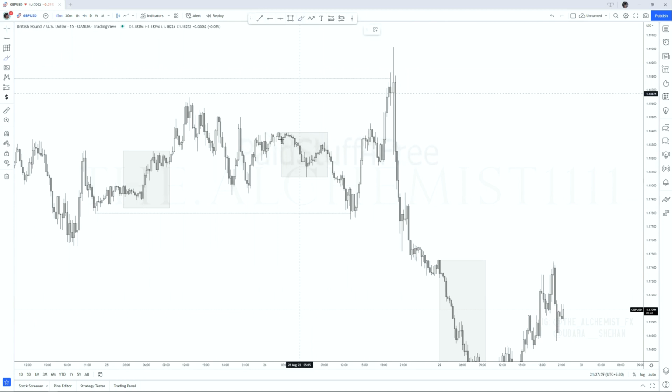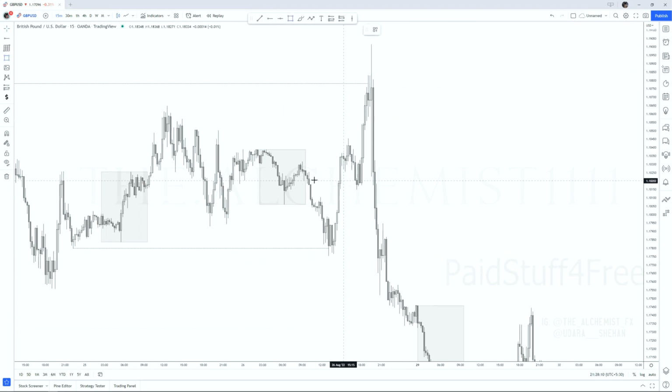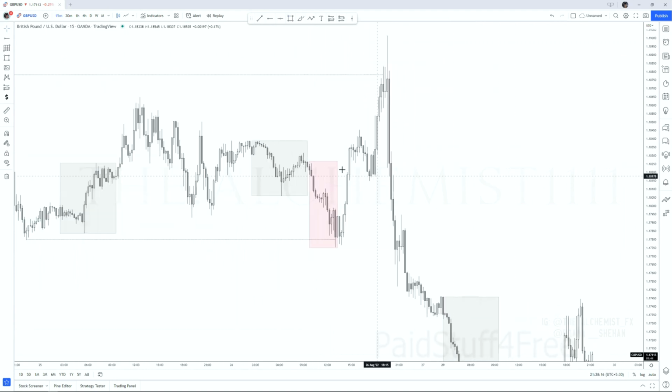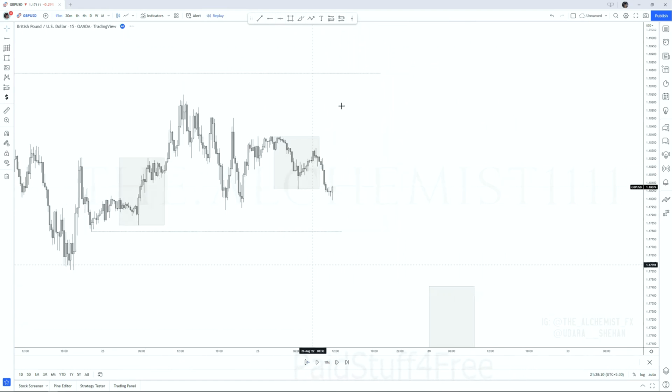But look at what happened here. We had Asia. We got that false run in the opposite direction, and boom, it started flying. Did you see that? This right here is what we call the Judas swing, the false run in the opposite direction. So everything I told you happened. Look at this. Trend lines are forming, order blocks forming, maybe supply zones and all of that.